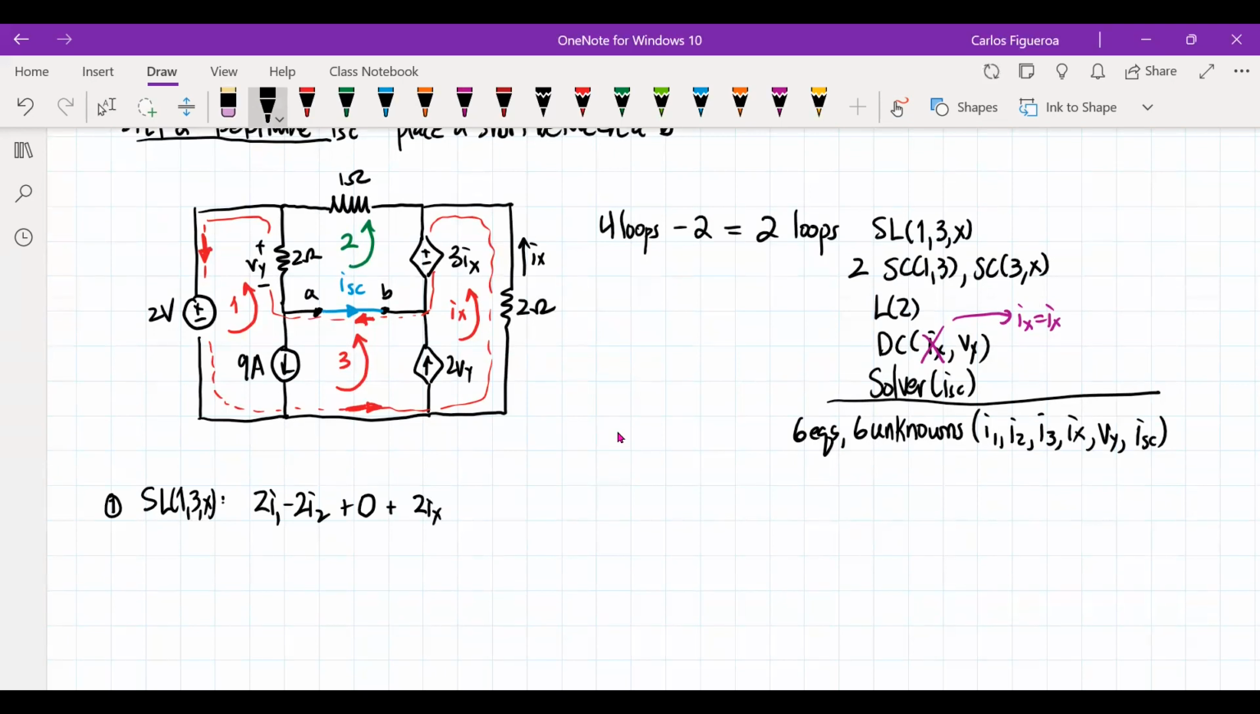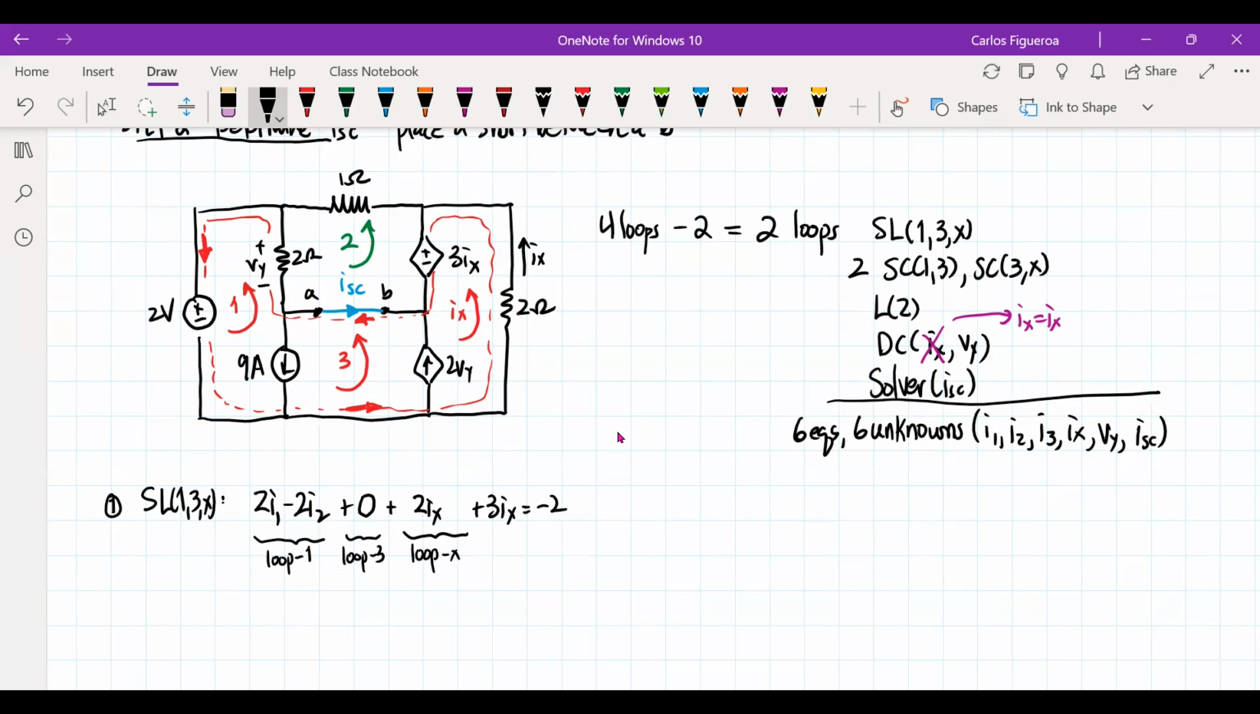Now let's look at the sources. So this guy is loop 1, loop 3, and this is loop 2, right? So this is loop 1, loop 3, loop x. Now as I come through my sources here, as I come in, I have a 2, which will be negative 2 on the right side. And if I come around, then I get a positive 3ix. So this guy's going to give me positive 3ix for the source, and then this one's going to give me minus 2. Okay, so those are my sources.